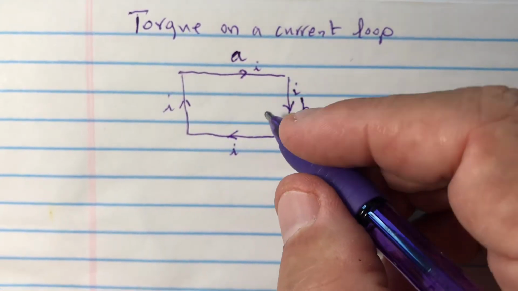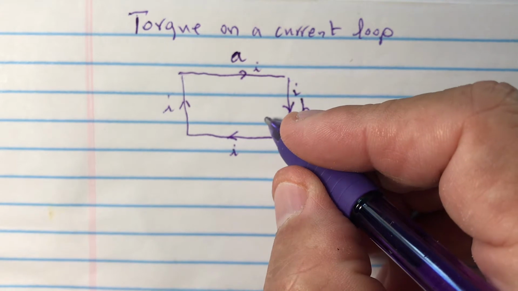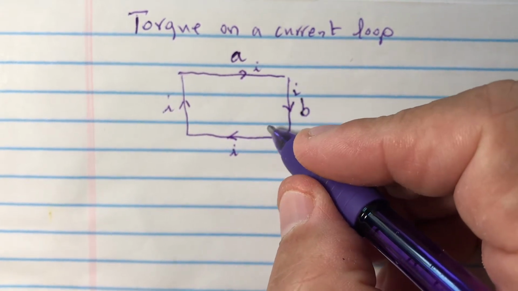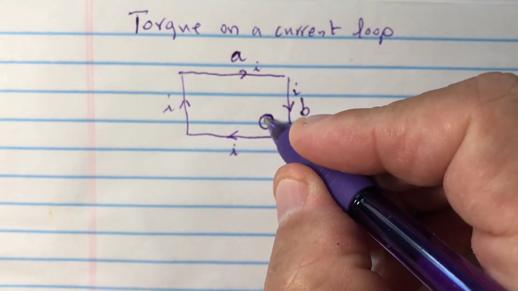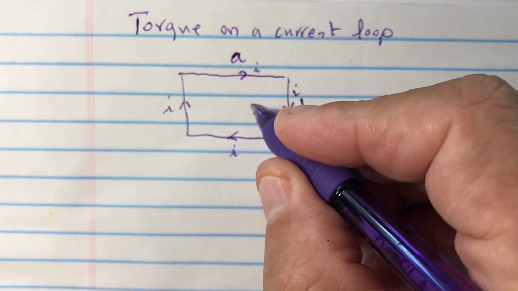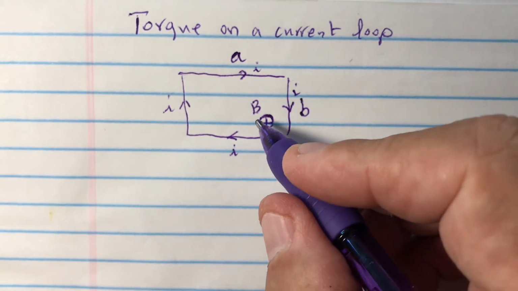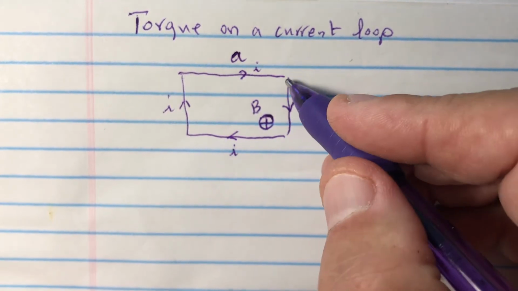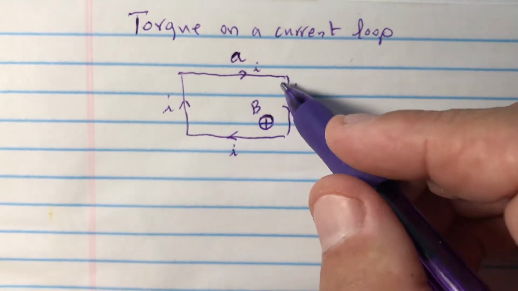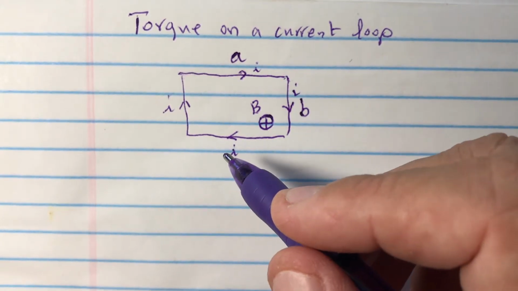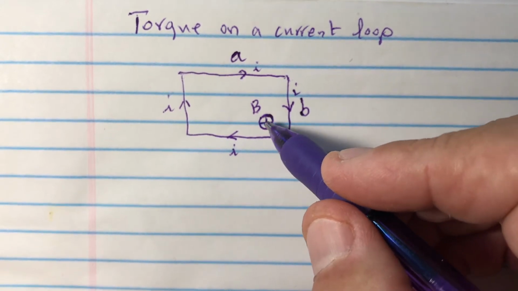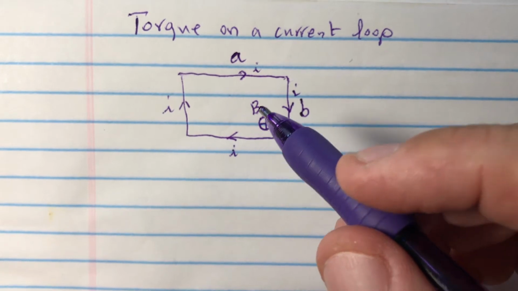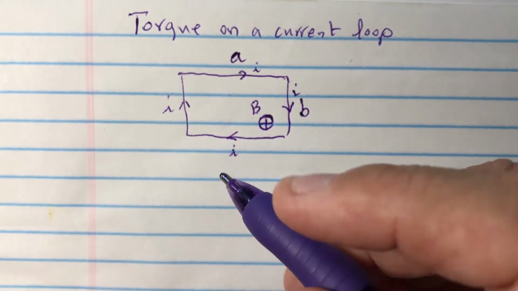And then we have a magnetic field pointing onto the paper. So here is the B field. This B field here is an outside B field. It doesn't belong to this loop. The loop has its own B field, but this B field here is an outside one. It could be coming from a magnet or from some other loop, okay?